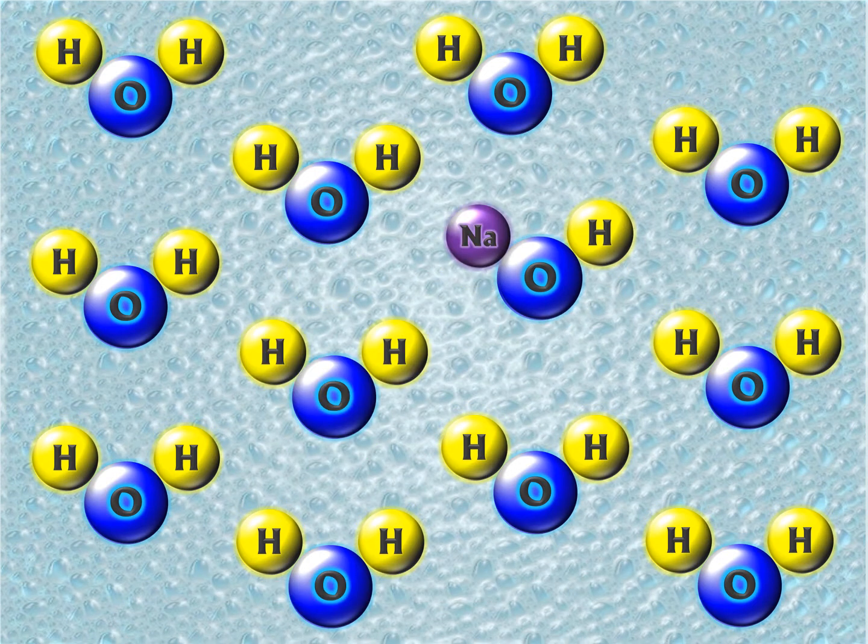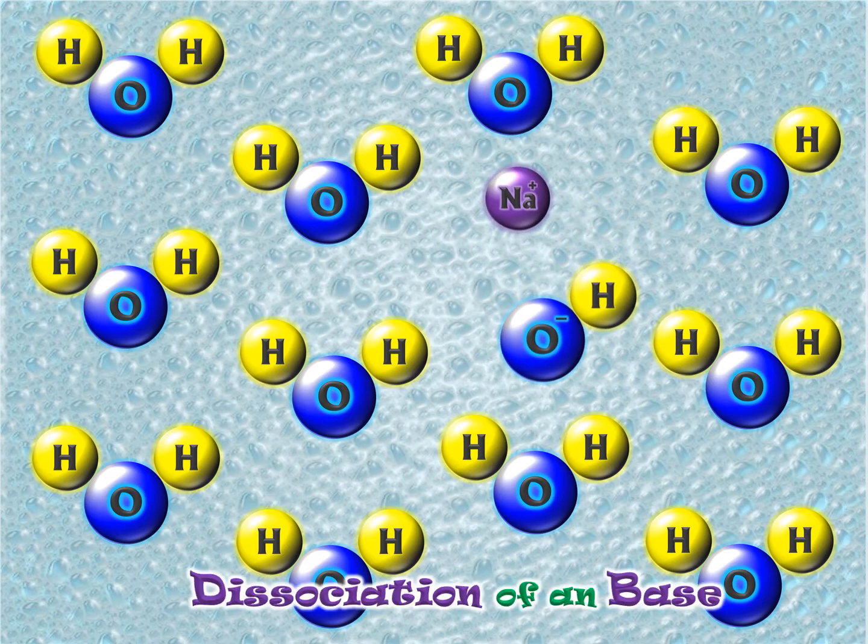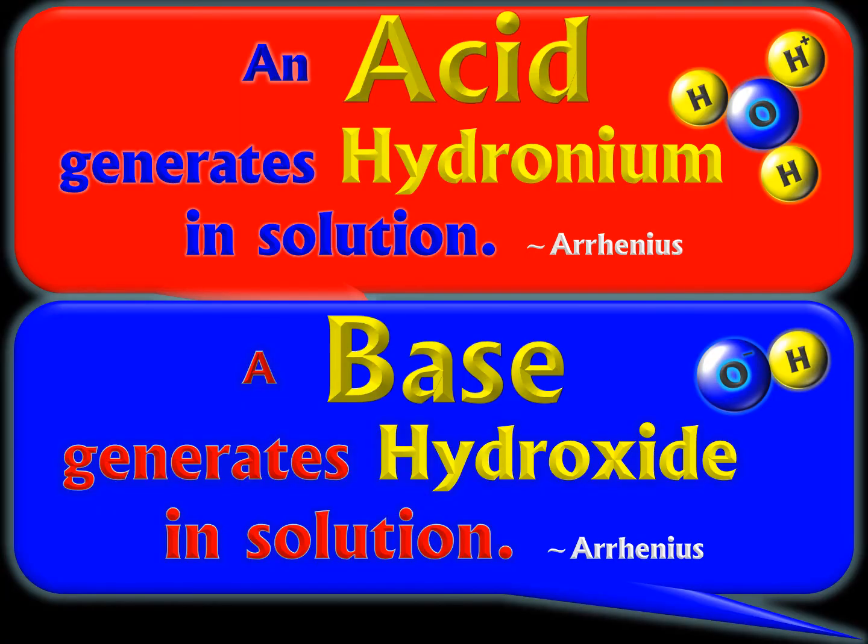Bases often do a similar thing. They dissociate into a sodium ion in this case, no big deal, and hydroxide, OH negative, which is a big deal. So the Arrhenius definitions that we've already covered are that an acid generates hydronium in solution, a base generates hydroxide in solution. Probably we're talking about aqueous solutions here.